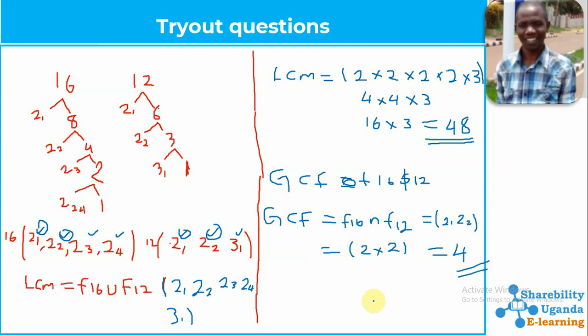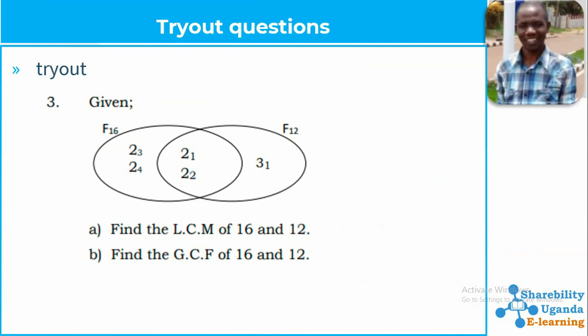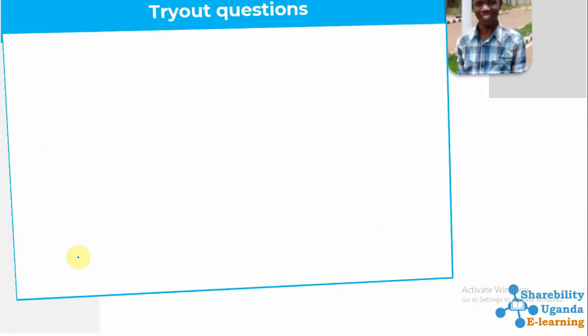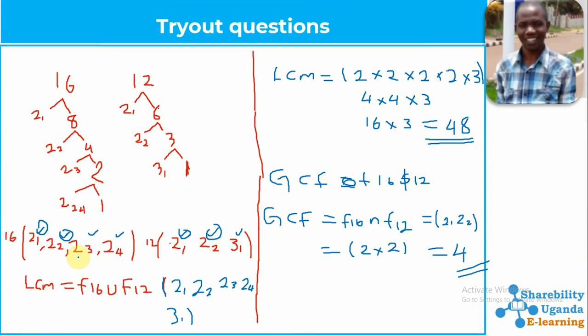So for this we shall have solved our question very well, and we shall have been able to solve the lowest common multiple using prime factorization, and also the greatest common factor using prime factorization, extracting the information from the Venn diagram. Hope everyone has been able to pick out something, and hope we are moving at the same pace. So that's how we shall be handling these numbers.